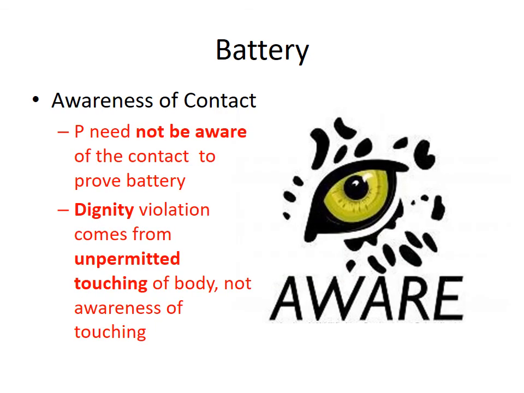Finally, let's consider the concept of awareness. You might say that if someone were contacting your body and you're not aware of it, that it's no harm, no foul. But the reality is there is a foul, and the courts have said that a battery can be completed even if the plaintiff is not aware of the touching or the contact at the time that it's occurring. The idea here is that it's a dignitary violation for someone to touch your body without your consent, whether or not you're aware of the touching.